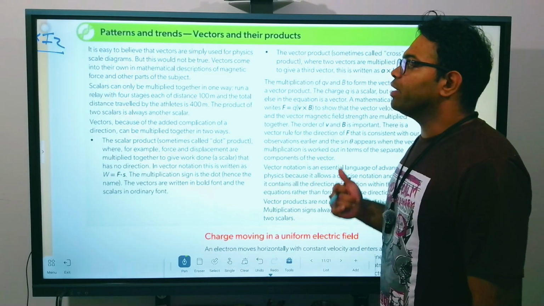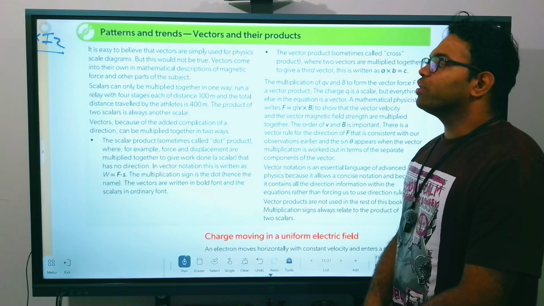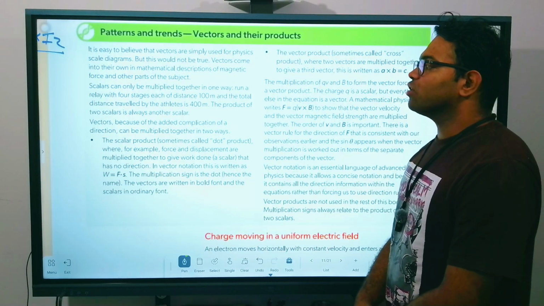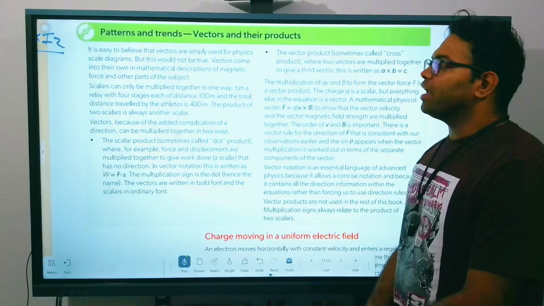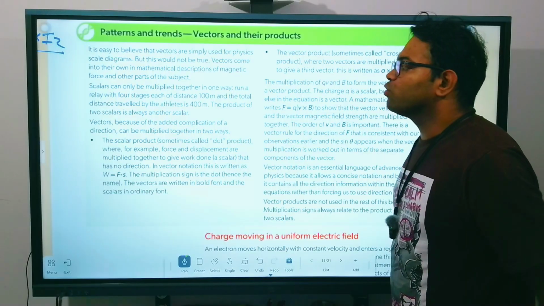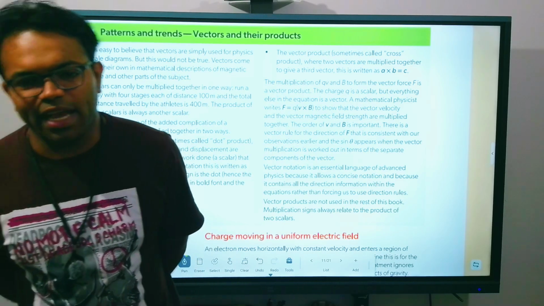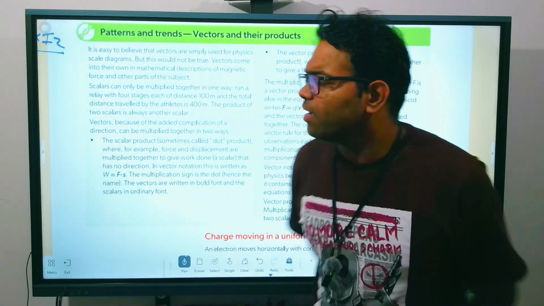Scalars can also be multiplied together in one way. Run a relay with 4 stages, each of distance 100 meters, and the total distance traveled by the athlete is 400 meters. The product of the two scalars is always going to be a scalar. These are all simple things, right? Scalar multiplied by scalar is always a scalar.